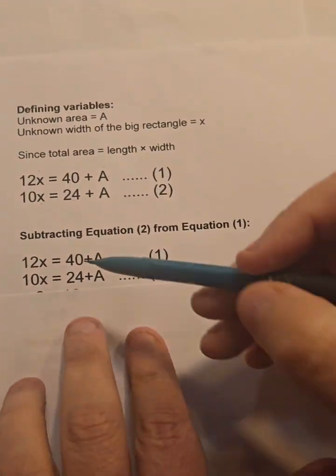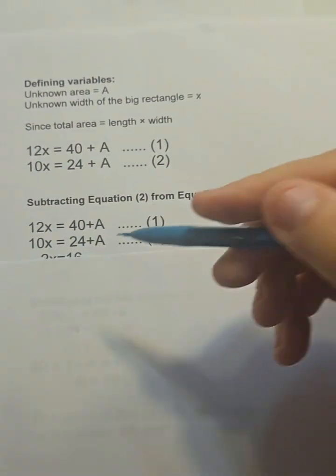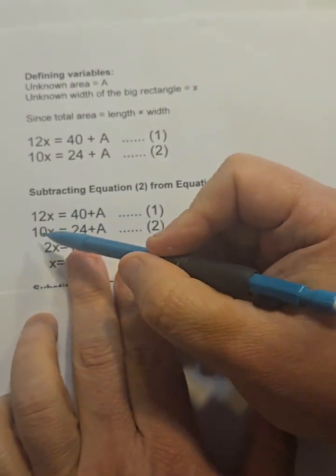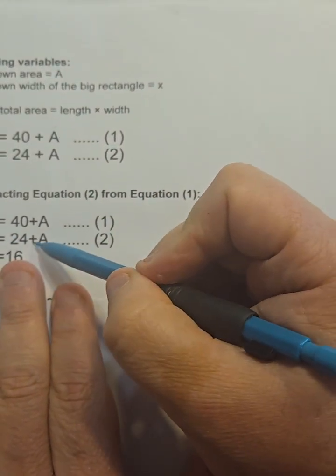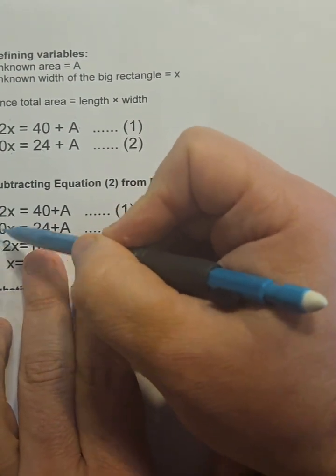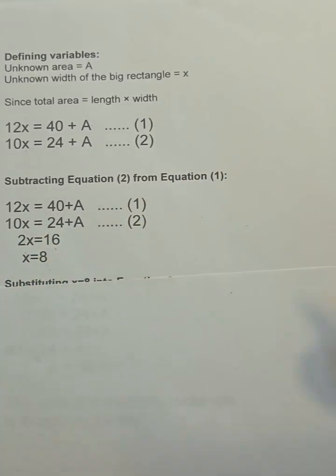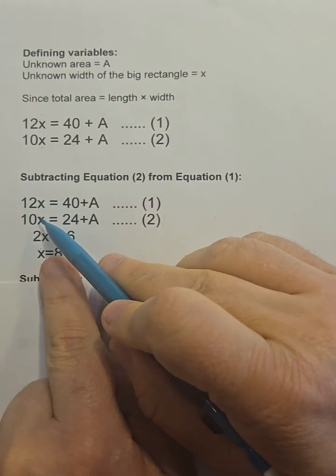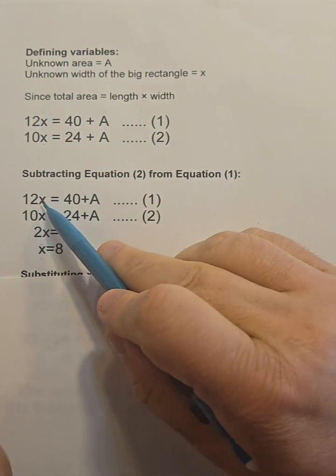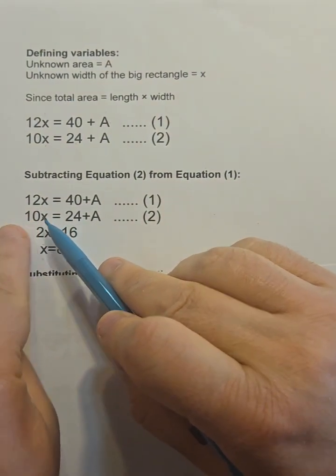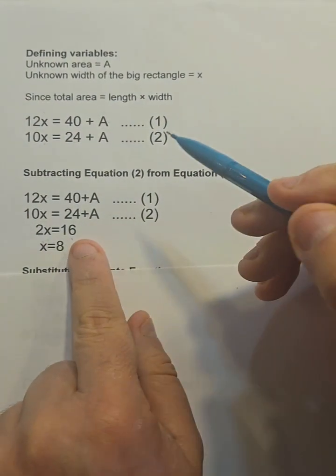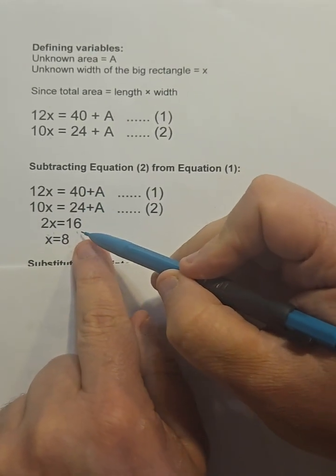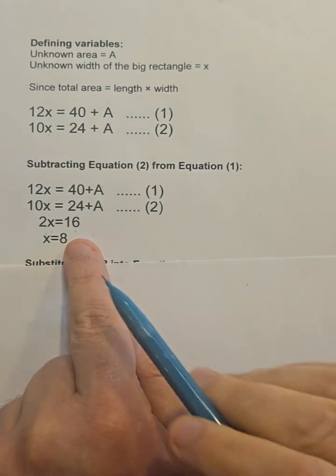I've got this equation, left equals right. If I subtract the second line from the first line, I'm subtracting the same amount on each side. Left equals right. Therefore, if I subtract this and I subtract the right side here, it's the same amount, the same concept. It will still be equal. So 12x, let's pretend it's like the left side of that scale. The left side, I'm subtracting 10x, I get 2x. The right side, I'm subtracting 24 plus A. So 40 minus 24 is 16, and A minus A gets me 0.